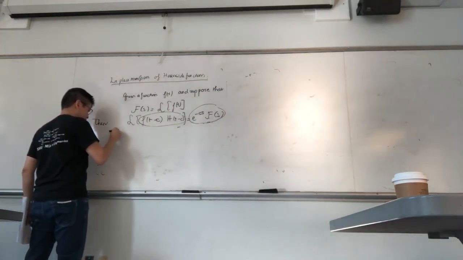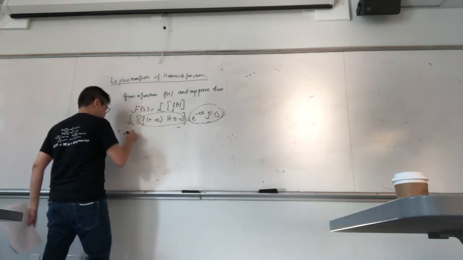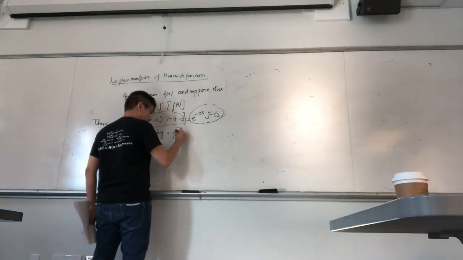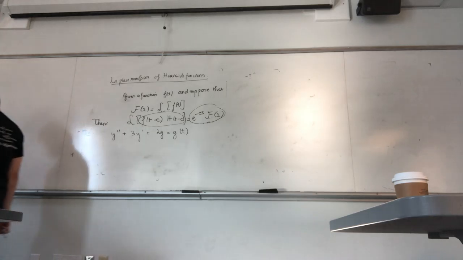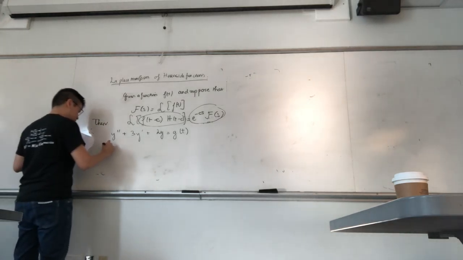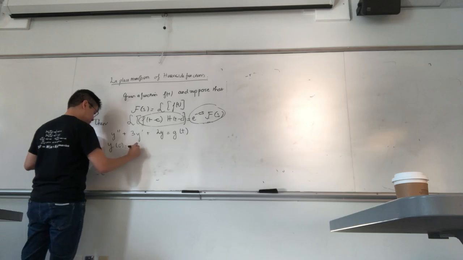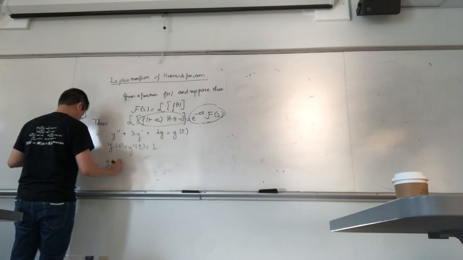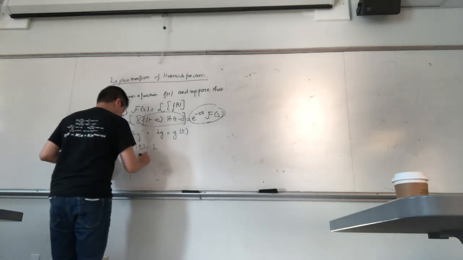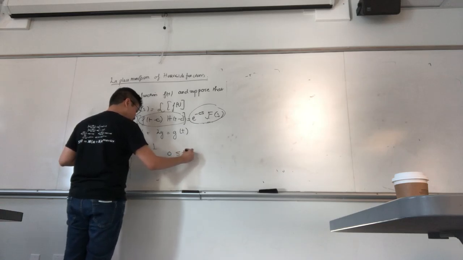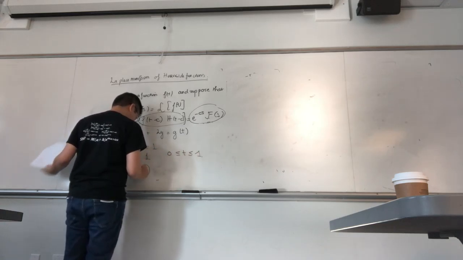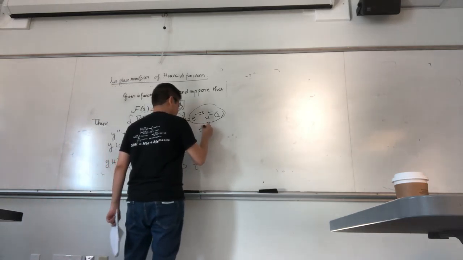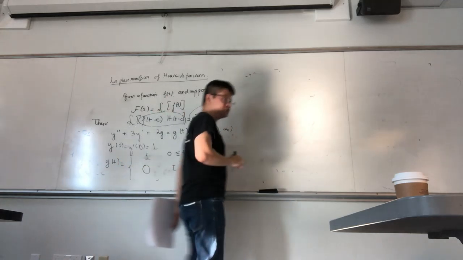Example: you have y double prime plus 3y prime plus 2y is equal to g(t). Right, so now you have y(0) is 0, y prime(0) is 1, and the function g(t) will be 1 when t is going from 0 to 1, and is 0 when t is bigger than 1, right? So this is solving from 0 to infinity because the initial condition is at 0.